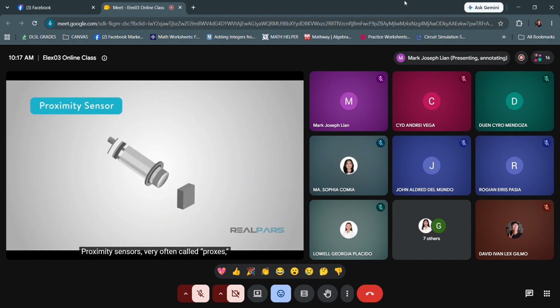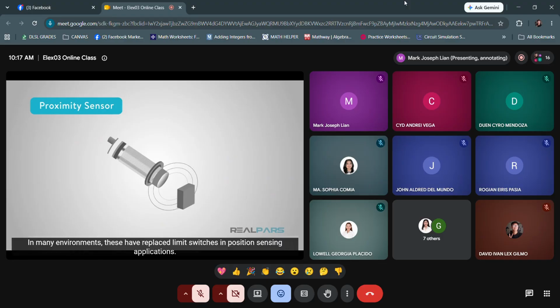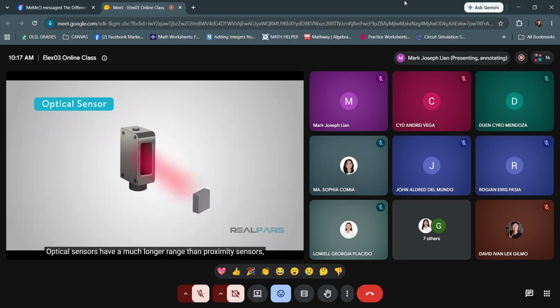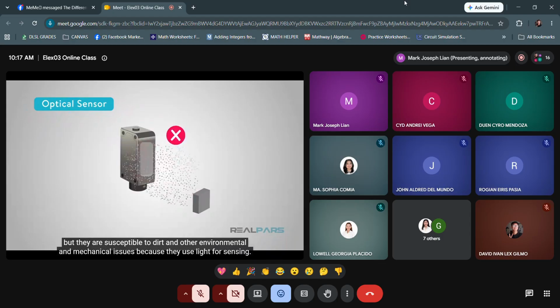Proximity sensors, very often called proxies, are used for detecting close metal objects using magnetic fields. In many environments, these have replaced limit switches in position sensing applications. Optical sensors have a much longer range than proximity sensors, but they are susceptible to dirt and other environmental and mechanical issues because they use light for sensing.